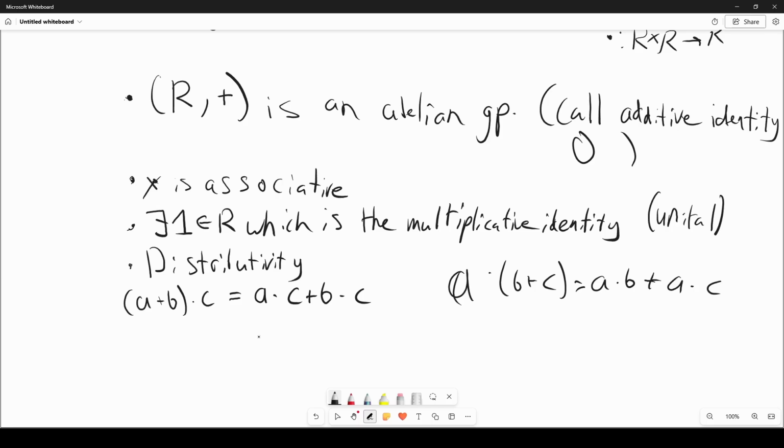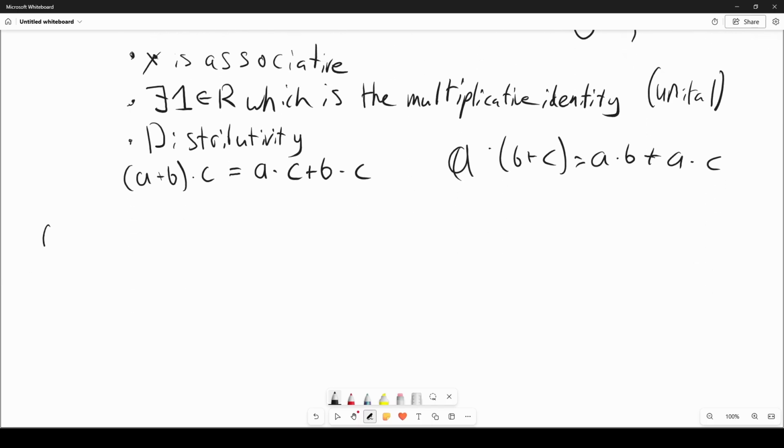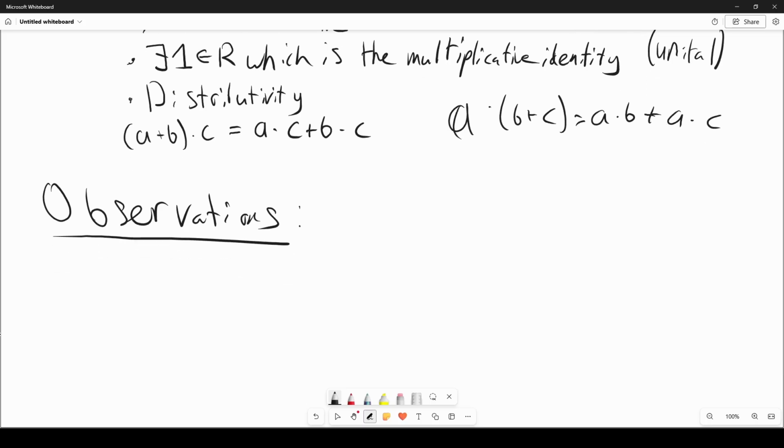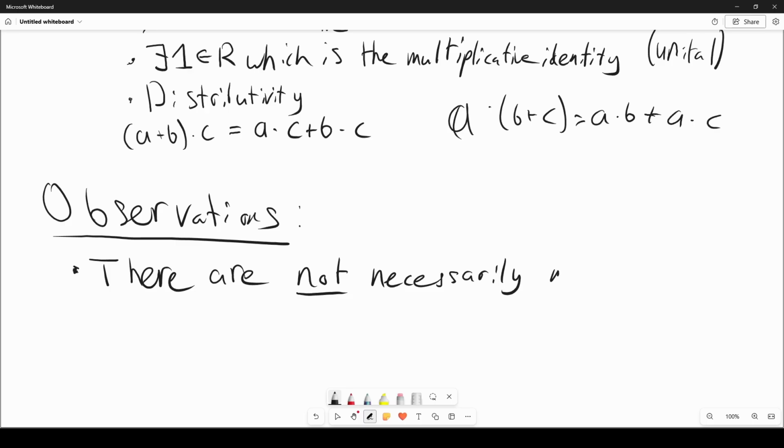Okay, so let's make a couple observations about this definition, and then we'll start to work with some more concrete examples. So an observation which I've been talking about is that there are not necessarily multiplicative inverses.